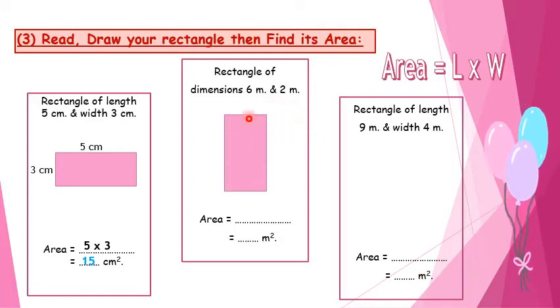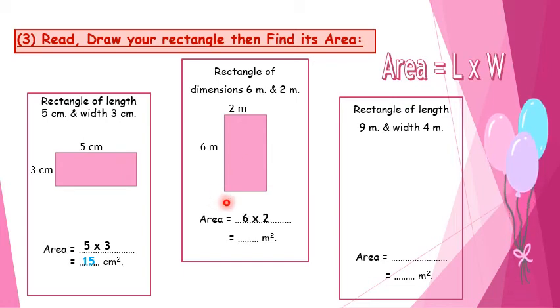Okay, so I write it like this. This is 2 and this is 6. And I want to find the area, which is length by width. So I multiply 6 by 2. It will be 12 meters square.